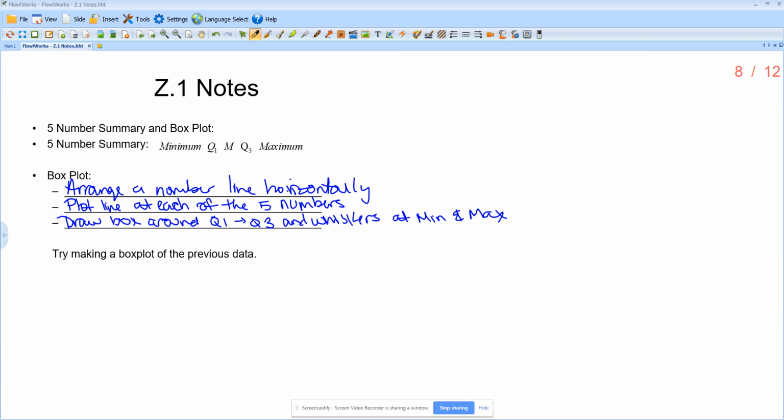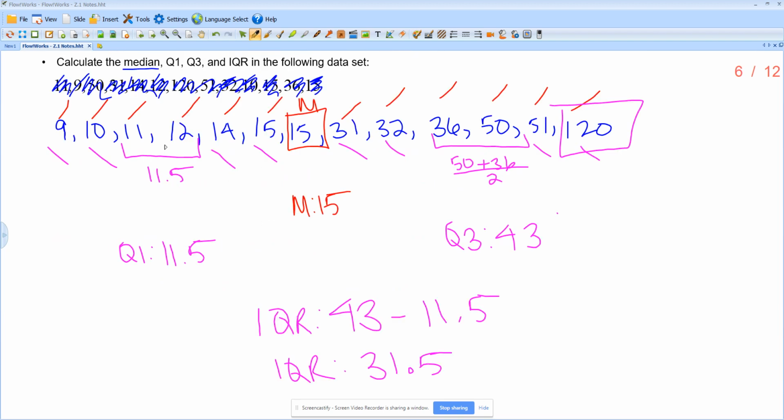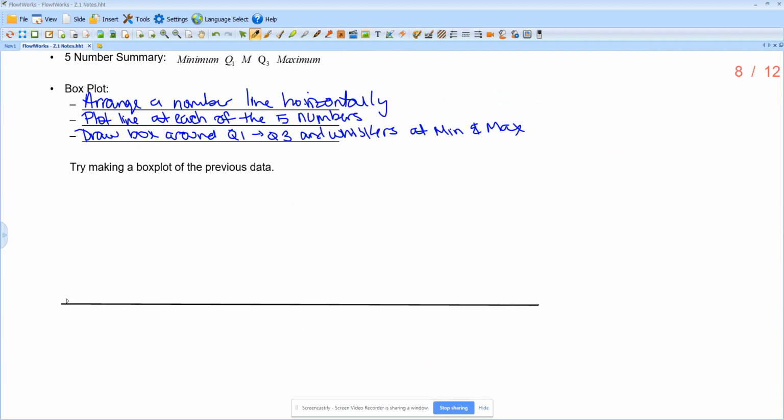Moving along, now we're going to make a box plot with that data set. So I said that what you want to do is first start by just making a horizontal line. And we're going to number going from our smallest to our largest. So this goes from 9 to 120. So I'll count by tens and start here at 0, 10, 20, 30, 40, 50, 60, 70, 80, 90, 100, 110, 120. I don't need the rest of that line.